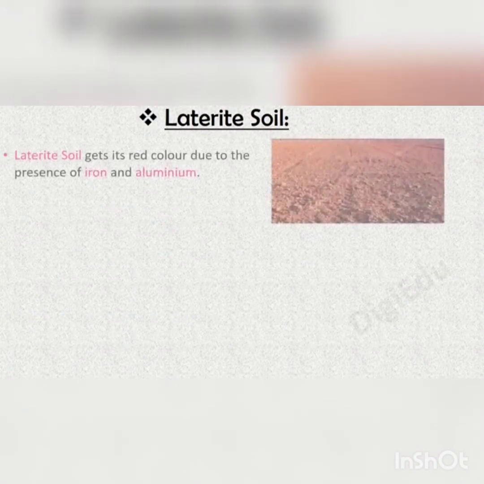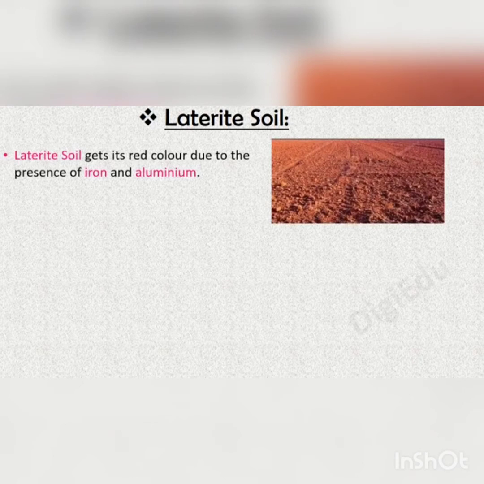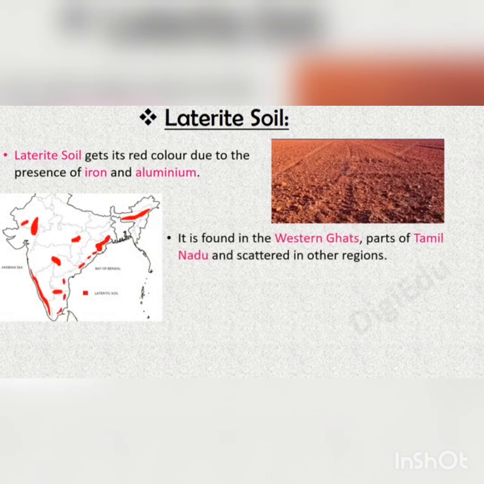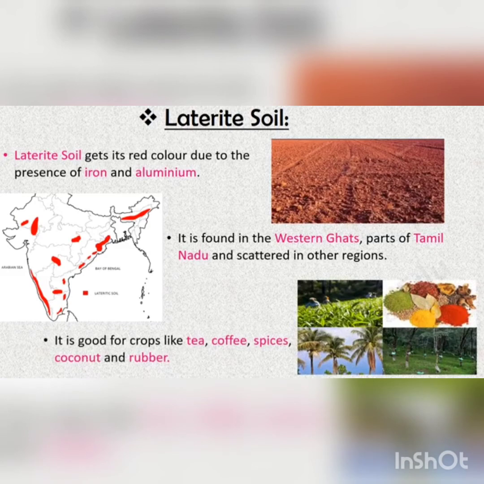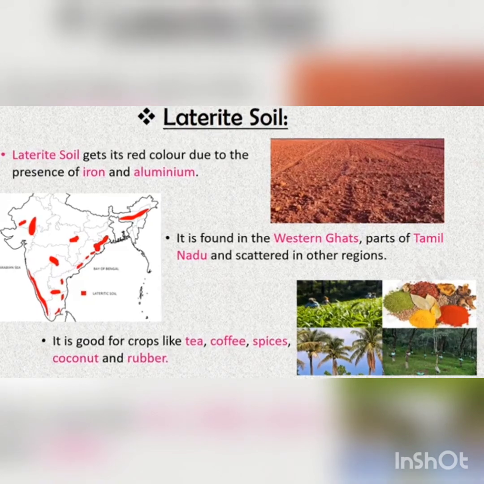Next comes our laterite soil. It is also one of the most important soils found in India. Laterite soil gets its red color due to the presence of iron and aluminium. It is found in the Western Ghats, parts of Tamil Nadu, and scattered in other regions. It is good for crops like tea, coffee, spices, coconut, and rubber. It's very good for the cultivation of these kinds of crops.